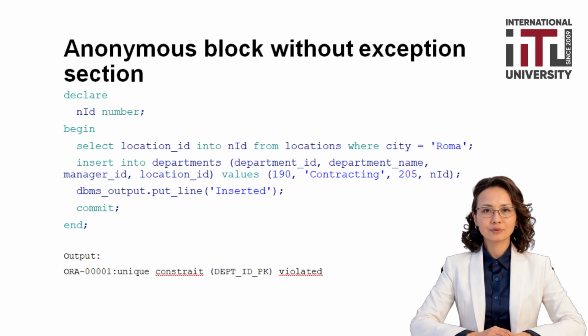However, if the department ID 190 already exists, Oracle raises an error, ORA-00001, unique constraint violated. This happens because the primary key must be unique. This example shows the importance of handling exceptions to prevent runtime errors in PL/SQL.